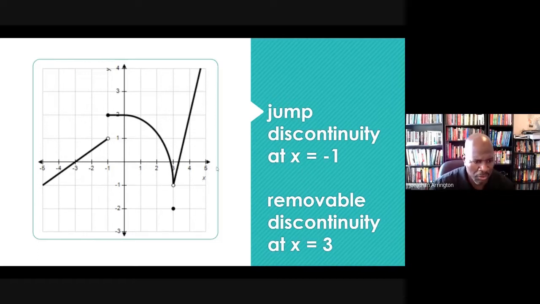Now, this is removable. How do we know? Because we see this little point when x is 3. What is different, however, is that we have this open circle here, but we also have a closed circle here. In our previous two problems, we only had an open circle on a point, not a closed circle on a point. But it's still not continuous.